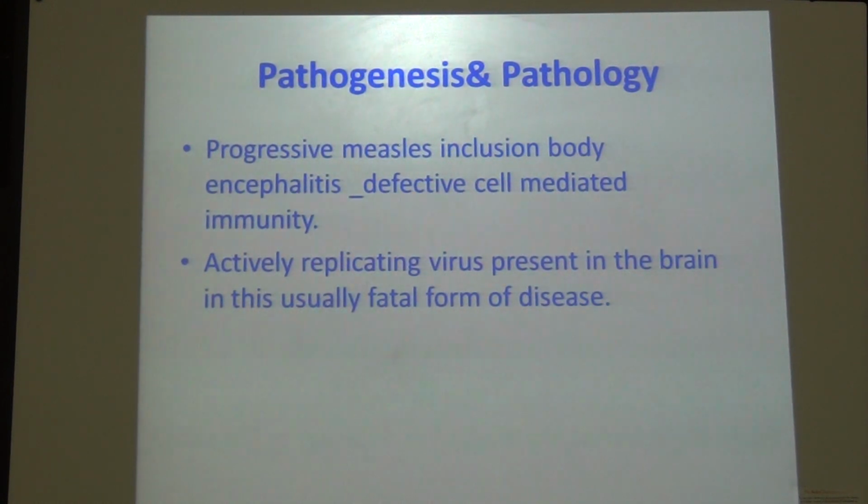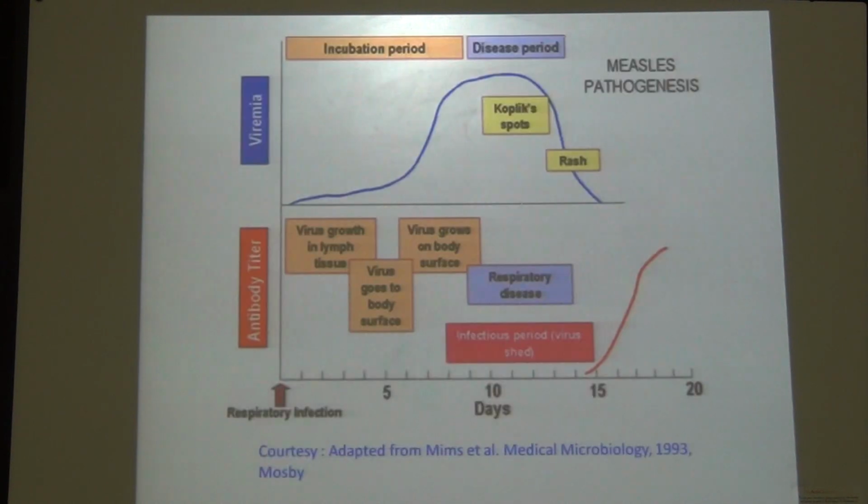Actively replicating virus is present in the brain in this usually fatal form of the disease. So measles is fatal when it causes the complication. There is a diagram which shows the incubation period and the early prodromal phase.